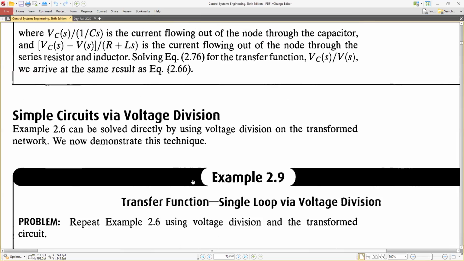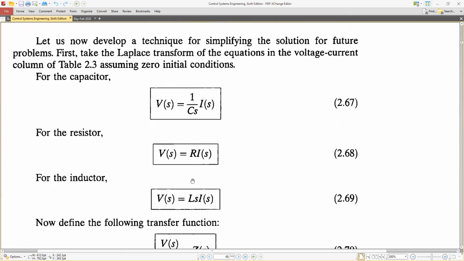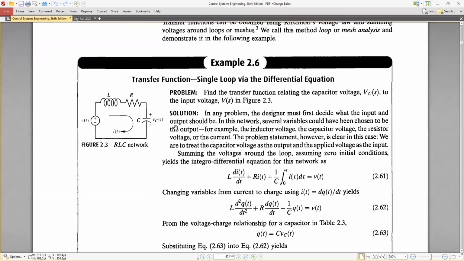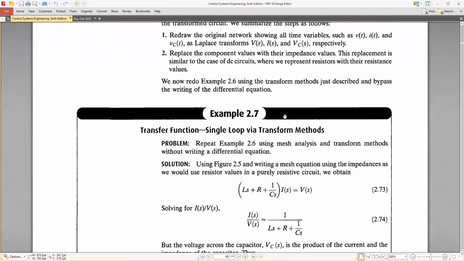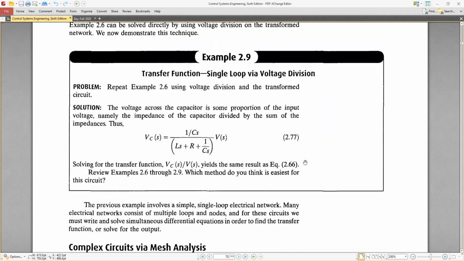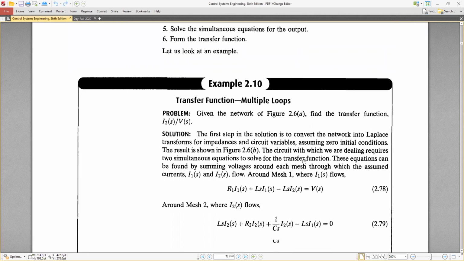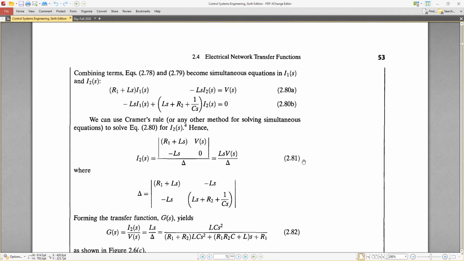First of all, what we have learned from 2.6 and 2.7. From 2.6, we have learned the transfer function for a single loop by differential equations. We can solve the problem by differential equation, as well as using the single loop Laplace transform method. We can also solve using nodal analysis and voltage division. I have not shown you those two, but I have shown you the mesh analysis. Mesh is easy, so we can use mesh for the problems.